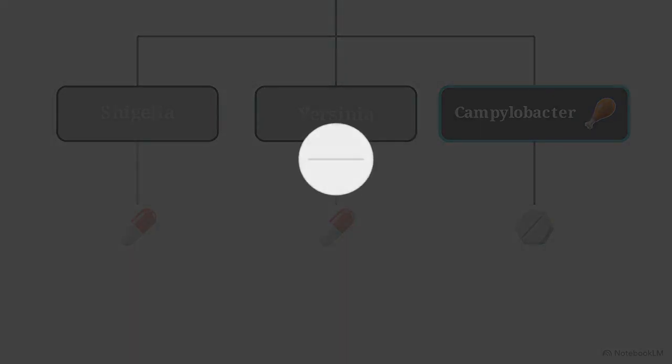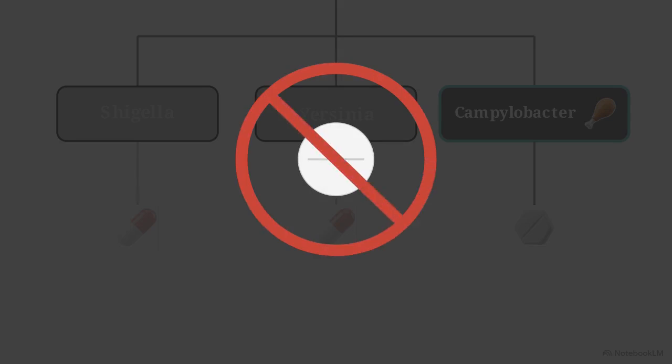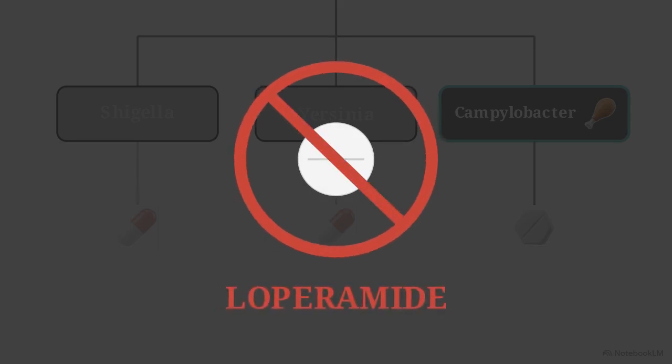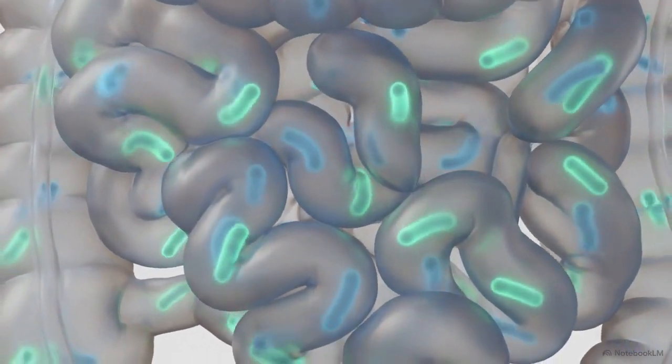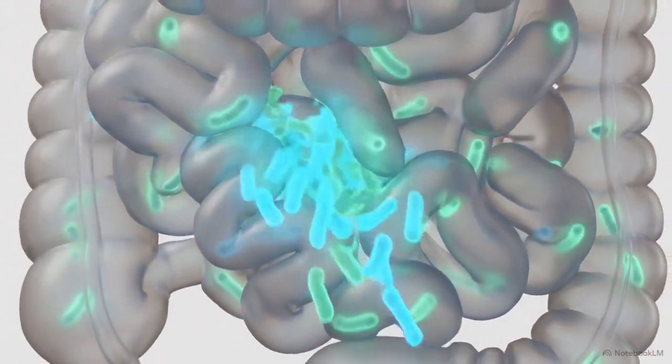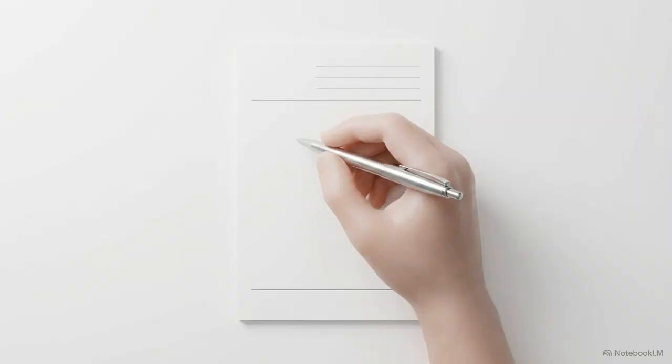Regardless of the pathogen, one pharmacological restriction applies to the entire differential. Loperamide must never be used in any patient presenting with bloody diarrhea. Halting intestinal motility traps the bacteria and their toxins within the gut, increasing the risk of systemic absorption. In the management of bloody diarrhea, knowing which medications to withhold is just as significant as selecting the correct antibiotic.